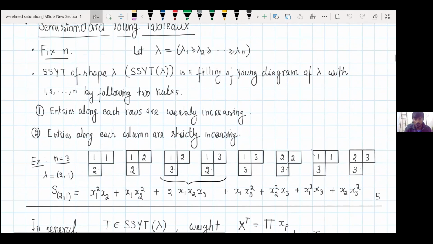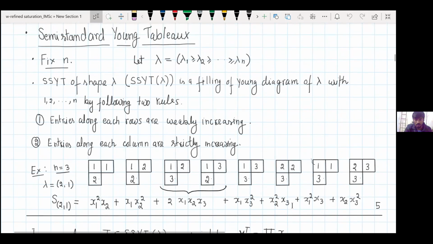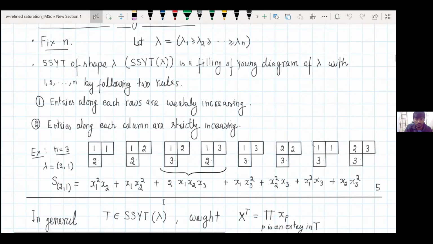These are the 8 possible semi-standard Young tableaux. To calculate the Schur polynomial, for each tableau you look at the numbers filling it, and take that many variables: like 1 appears 2 times, so x1 power 2, 2 appears 1 time, so just x2 once, like that. Corresponding to each tableau you get a monomial, and summing all these monomials gives the Schur polynomial, and it will be symmetric.